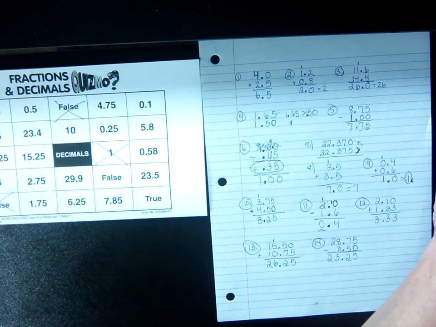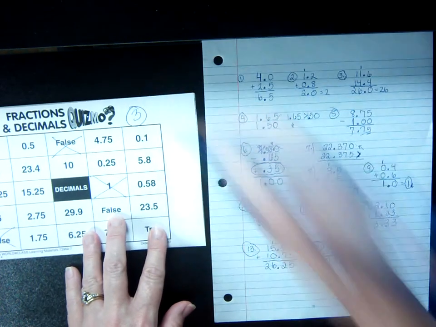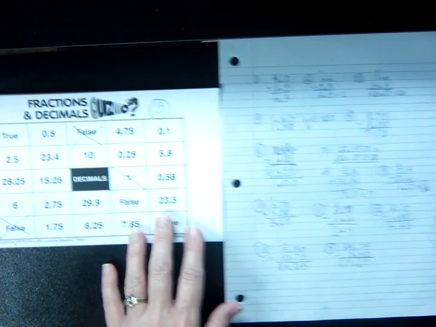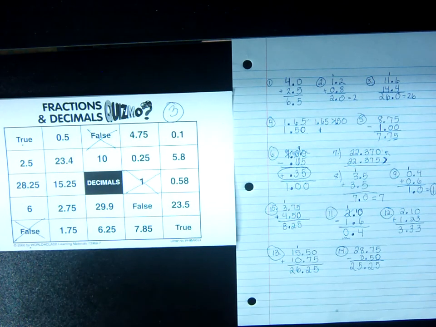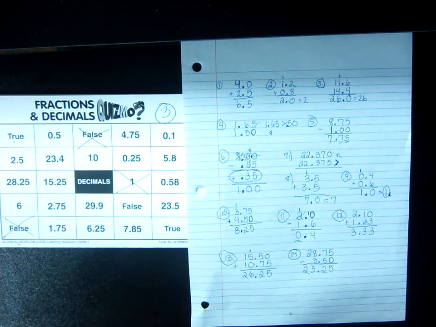And now at the top of my page, I'm going to put how many boxes I was able to cross out. I was only able to cross out 3 boxes. So I would like for you in the comment section today to show that you participated in our game. Let me know how many boxes you were able to cross out.